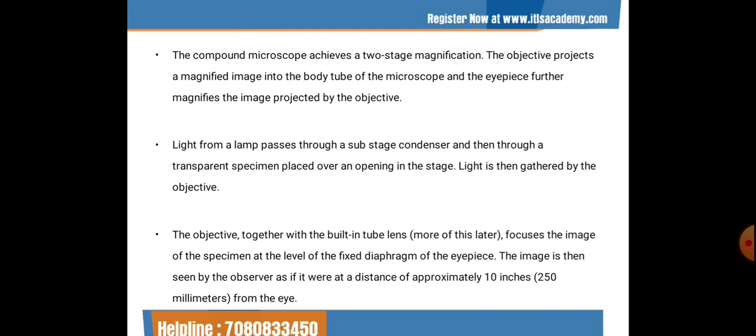Light from a lamp passes through a substage condenser and then through a transparent specimen placed over an opening in the stage. Light is then gathered by the objective. The objective, together with the built-in tube lens, focuses the image of the specimen at the level of the fixed diaphragm of the eyepiece. The image is then seen by the observer as if it were at a distance of approximately 10 inches, or 250 millimeters, to 25 centimeters from the eye.